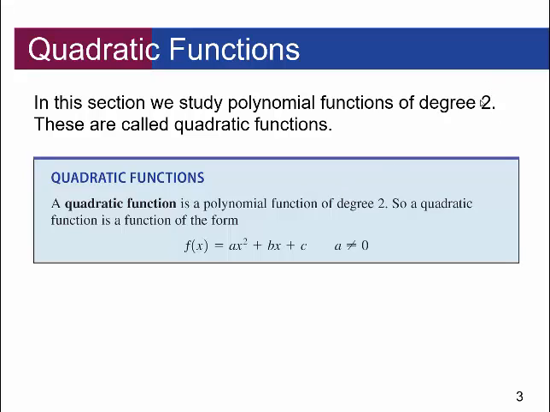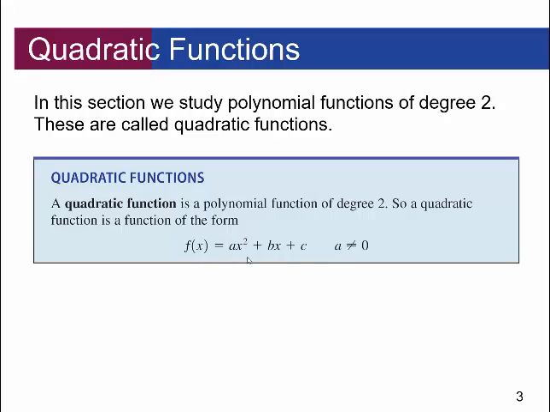So we know that the degree of a polynomial is the highest exponent. So this is just going to mean that our function is going to have a squared term. And when we have this case, they're always called quadratic functions. So all a quadratic function is, it's a polynomial function of degree 2. So a quadratic function is a function of this form: f(x) = ax² + bx + c.